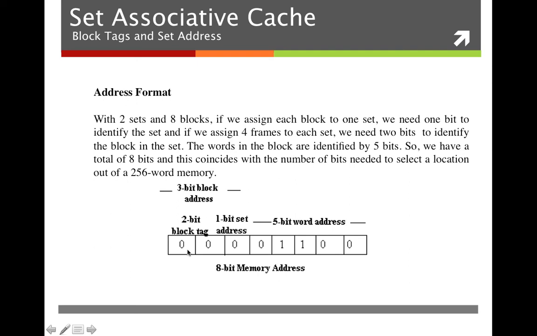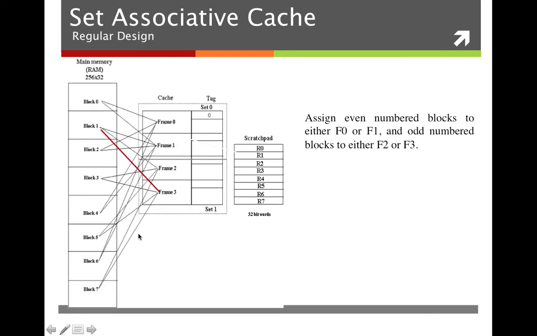Now we have 2 block tag bits, and then we have a 1-bit set address instead of a 2-bit frame address. This set tells us which frames this particular block is able to go to. So this will be set 0, inside of which we have 2 frames. And then set 1 has 2 frames as well.